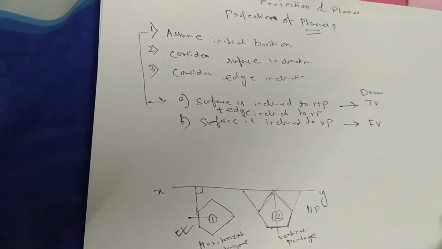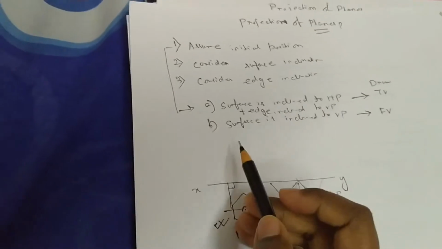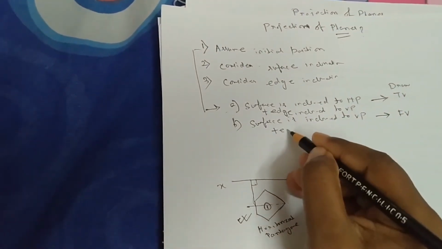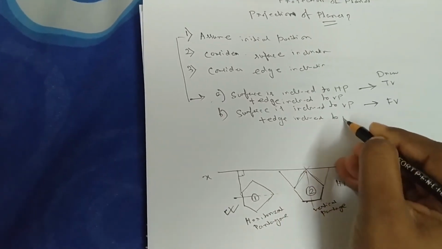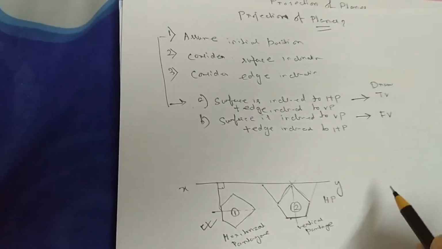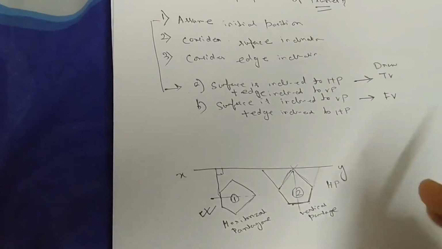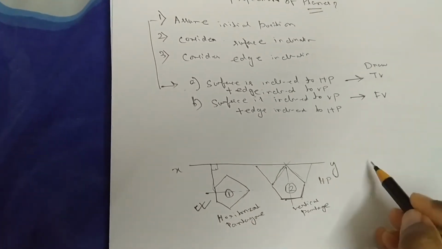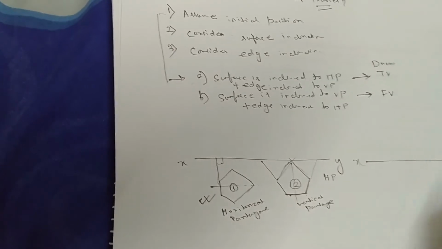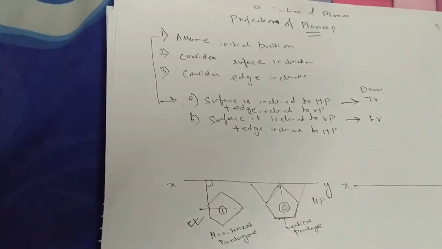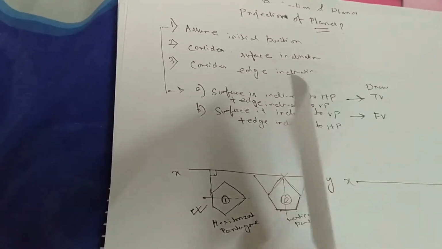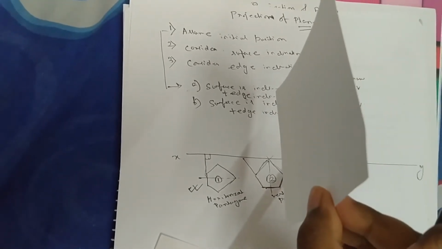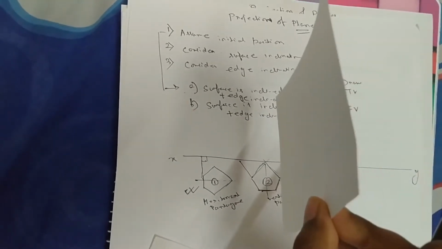Now again, if we are going to consider the edge will be inclined to HP also, then okay, first, how it will be resting? For the initial assumption, the plane or surface will be resting on HP only, like that, resting on the HP plane.